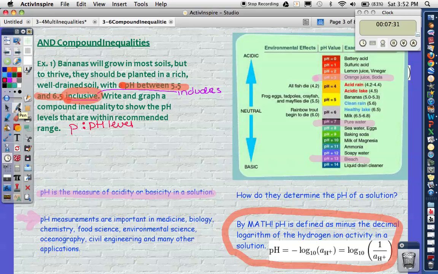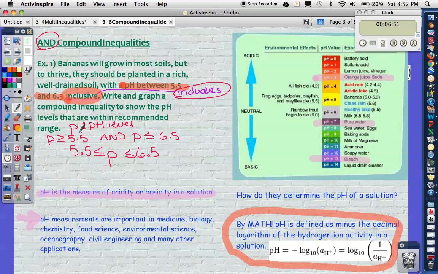Since it must be between, this would be an and compound inequality. So you're going to have your variable in the middle, and you want it to be greater than 5.5, but less than 6.5. You also want it to include those values, so make them greater than or equal to, less than or equal to. Now maybe you wrote it separate. If you wrote P is greater than or equal to 5.5 and P is less than or equal to 6.5, that's good, but let's combine it down into 1.